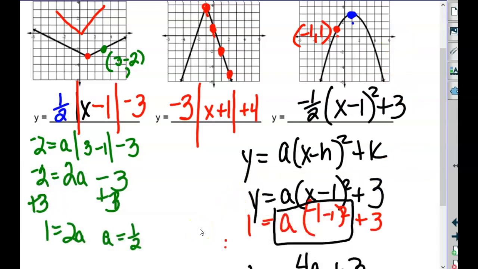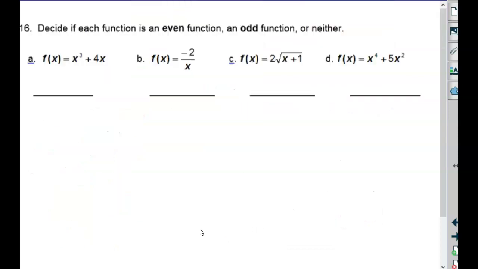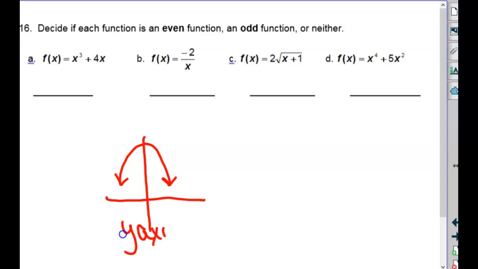If you wanted to test one of those, are we good? Determine if these are even, odd, or neither. You can graph them. What is the difference? Give me an example of an even function. Is that even? Even means y-axis symmetry. Remember this?